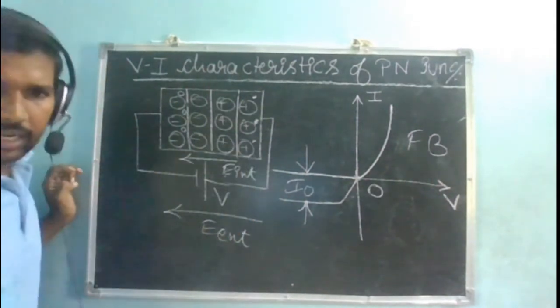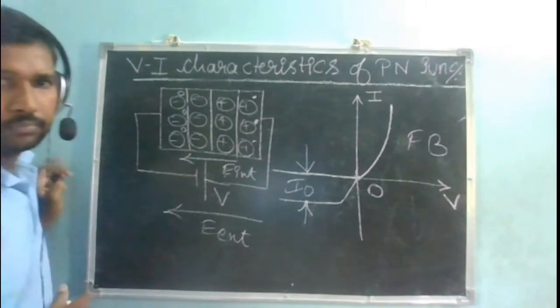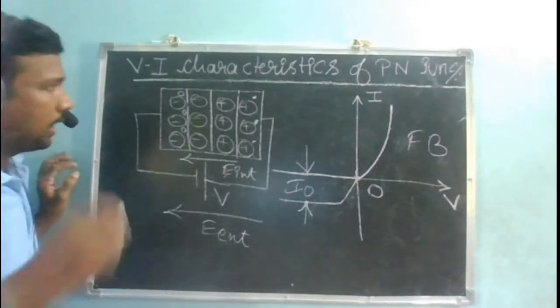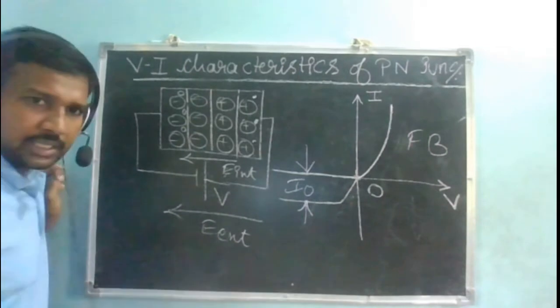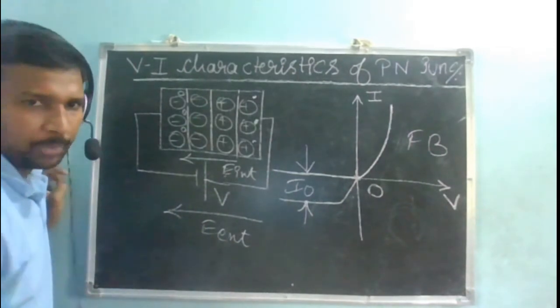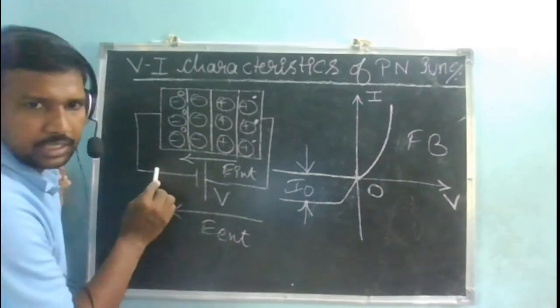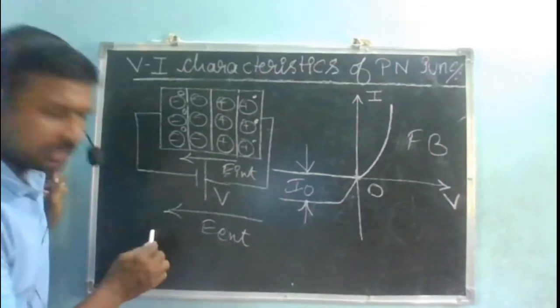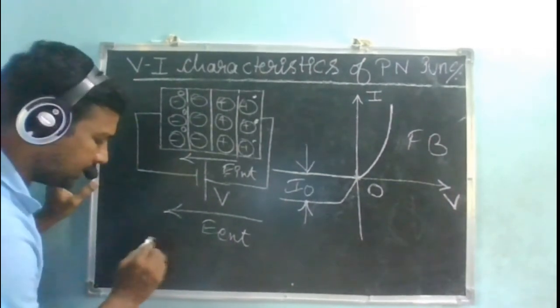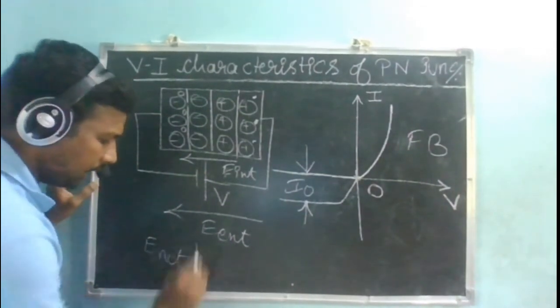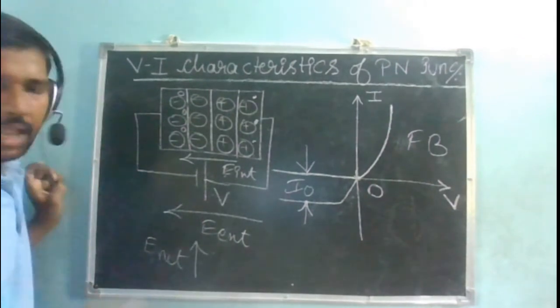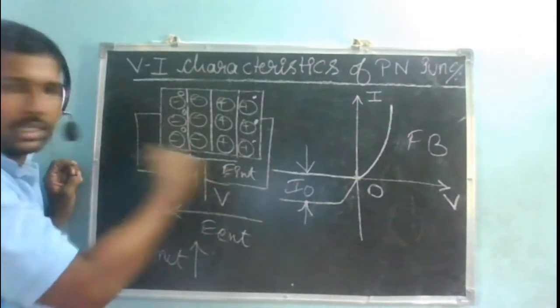Now you tell me, what happens to your net electric field? Internal plus external electric field. Is it in the same direction or not? Yes, sir. My internal electric field is in this direction, my external electric field is also in this direction. So my net electric field is increasing, and my overall electric field is in this direction.